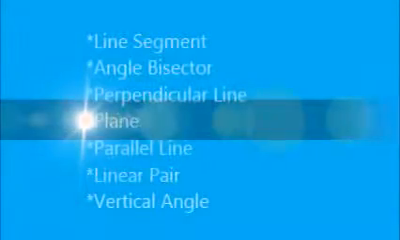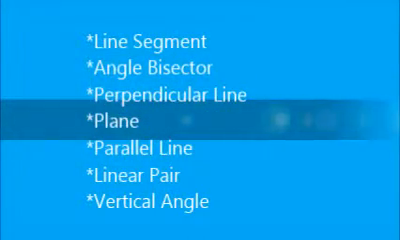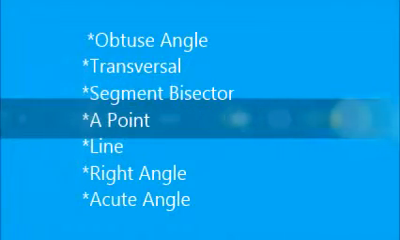Give you the examples of the following: line segment, angle bisector, perpendicular line, plane, parallel line, linear pair, vertical angle, obtuse angle, transversal, segment bisector, point, line, right angle, acute angle.